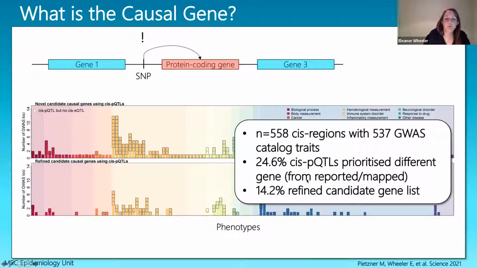And so there were 558 cis regions with 537 GWAS catalogue traits. And just over 24% of cis pQTLs prioritized a different gene from the reported or mapped gene in the GWAS catalogue. And for 14.2%, we were able to refine the candidate gene list.